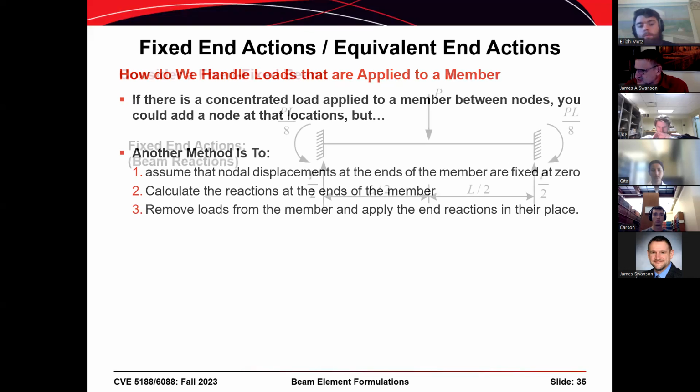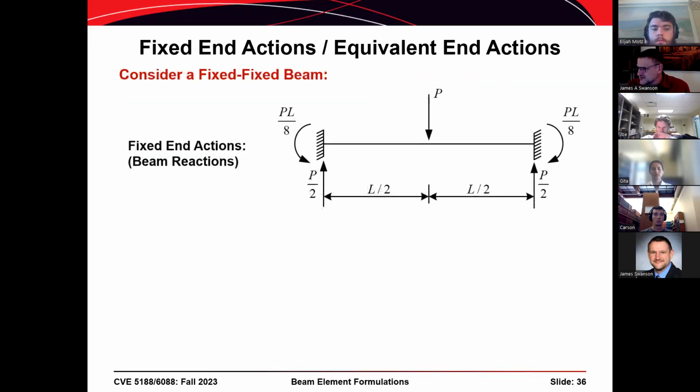So let's consider a fixed beam like this. And if we have a fixed beam with a point load at the middle of the beam, then we could solve for the reactions. Yes, this is indeterminate, so we'd have to be a little bit more sophisticated than just using statics, but we could do this. We could solve for these reactions. And what you would see is that we have end moments equal to PL over 8, and we have end shears equal to P over 2 for that particular case.